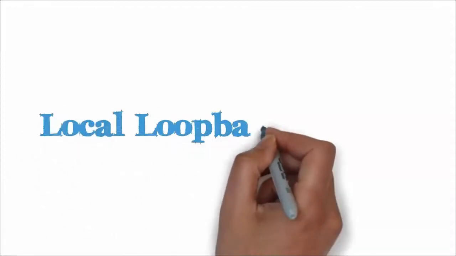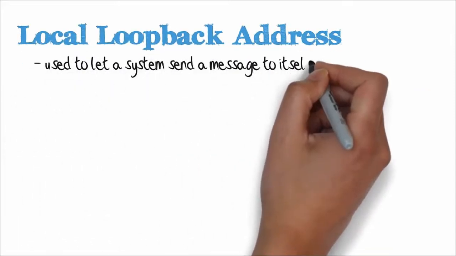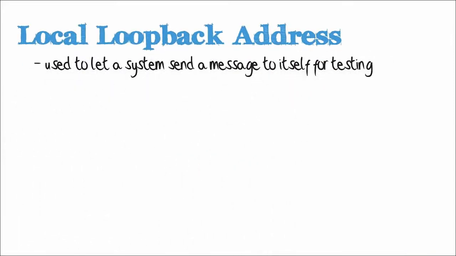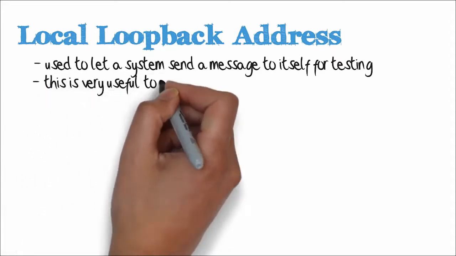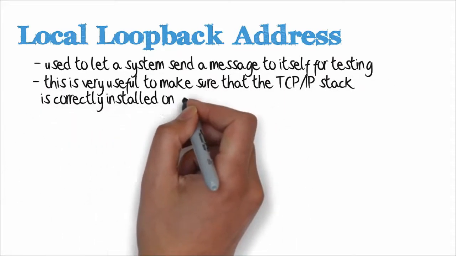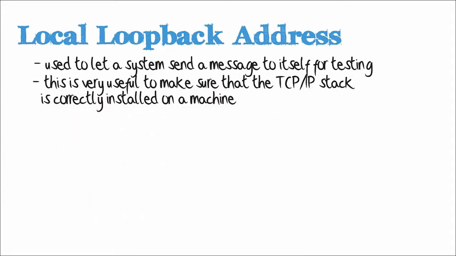Another special type of address is the local loopback address, which is very useful for testing. A device can send a message to itself, and this helps verify or make sure that the TCP/IP stack is installed correctly on that machine. A typical loopback IP address is 127.0.0.1. But remember please that anything in the 127 range is deemed a loopback address.